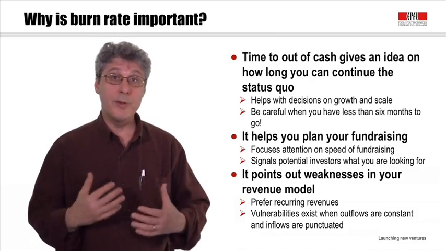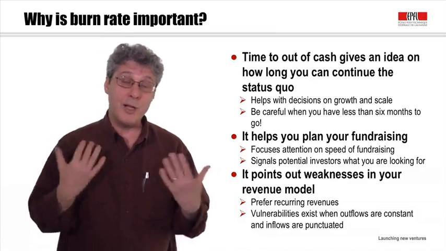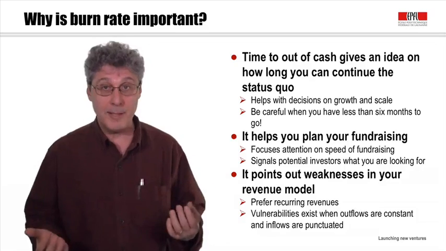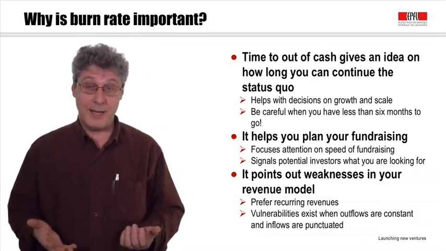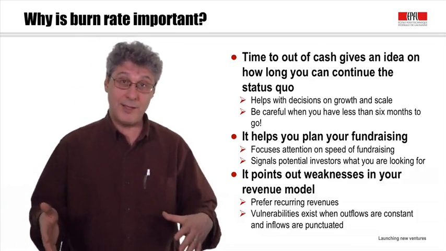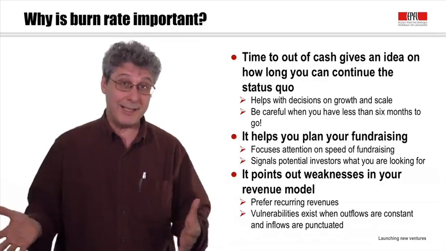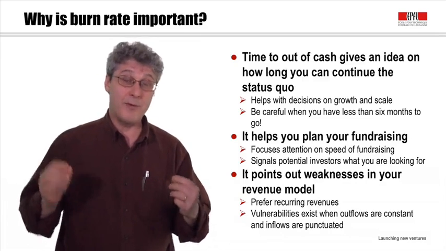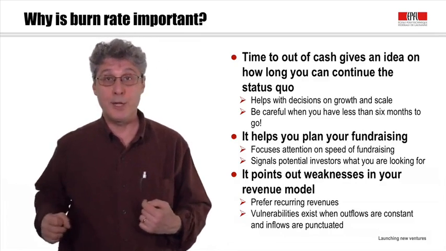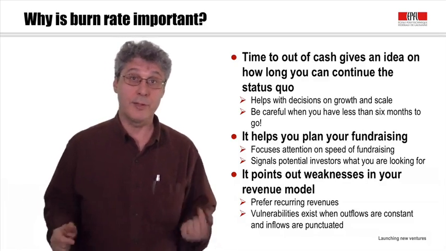So vulnerabilities exist when your outflows are constant, which is usually the case because you're usually spending money on salaries. And when your outflows are constant and your inflows are punctuated, so only every once in a while do you actually get an inflow, you have a vulnerability there that you might run out of cash before your next inflow. Let's look at a little example of that.